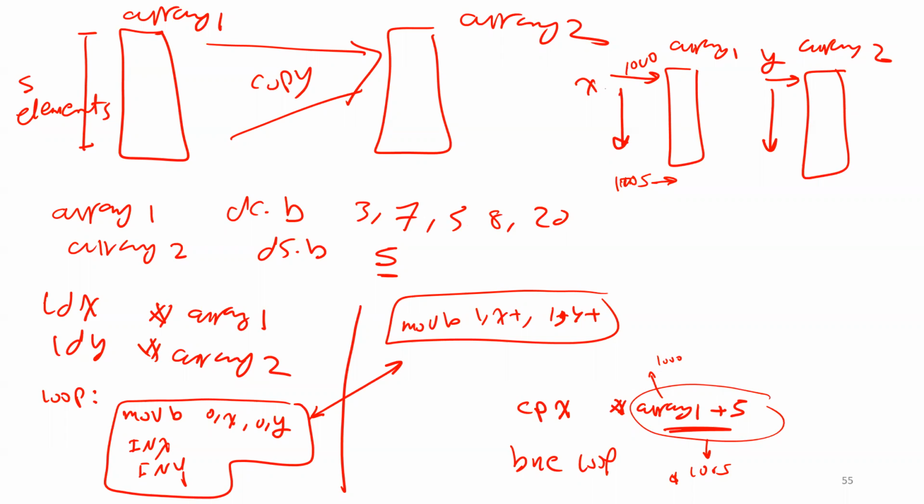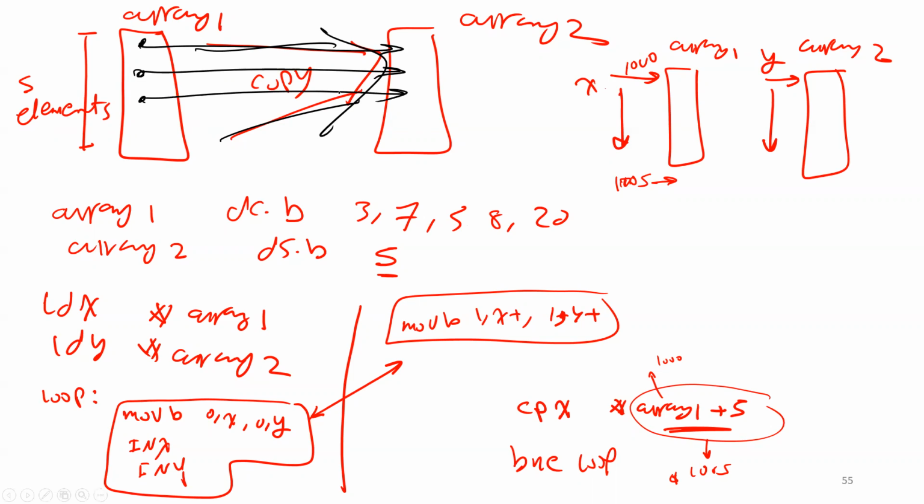Let me give you another example here. In this example, guys, I have two arrays. The size of each array is 5 elements, and I want to copy this array to this array. So I want to copy this element to here, this element to here, this element to here. Is that okay? So I'm going to make a for loop for 5 times. Every iteration, I'm going to copy from here to here, from here to here.